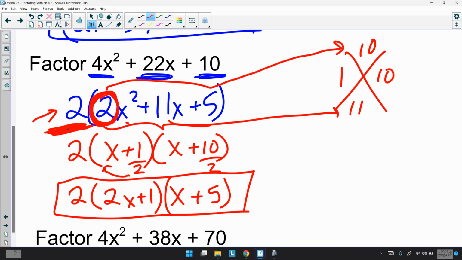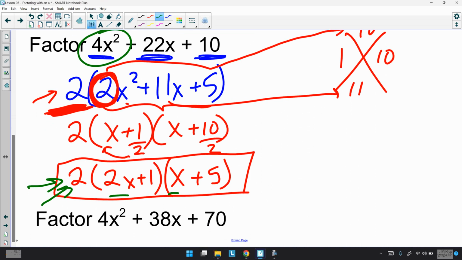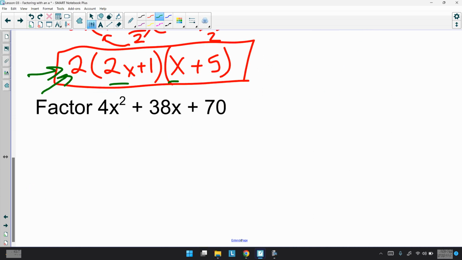if you're foiling or doing the box, your first term would be 2x squared. How would I get that 4? You would need that 2 on the outside, okay? If you don't have this 2, I would have to mark it wrong. Let's see, one more. Again, pause the video as you need to, as far as jotting down what you need.